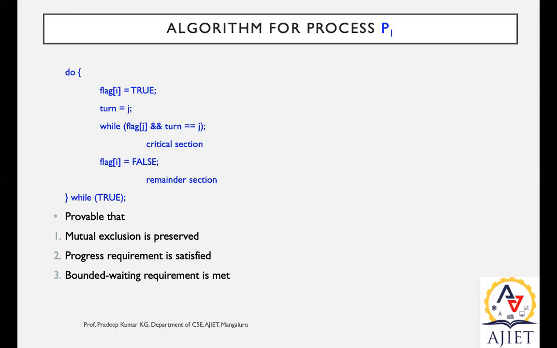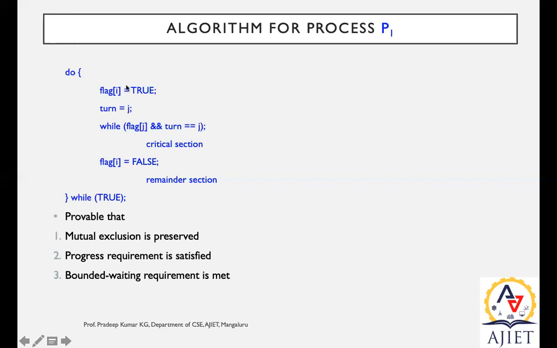The algorithm goes like this. Initially, the flag must be true, saying that our process is ready to enter the critical section, and then turn equal to j. So that is the PID, process ID. So these two values must be the same. Both should have true values: flag of j and turn equal to j.